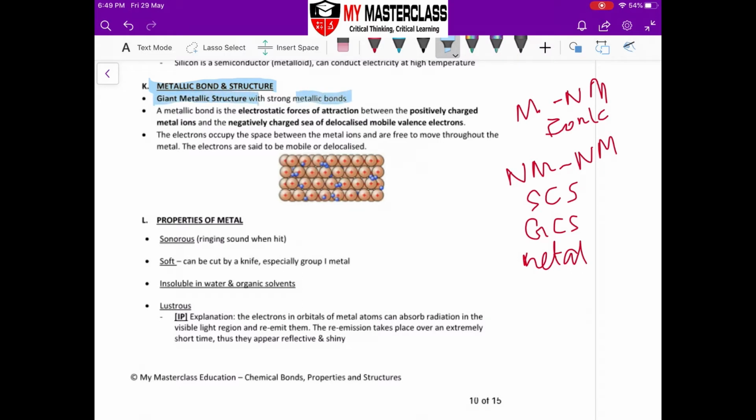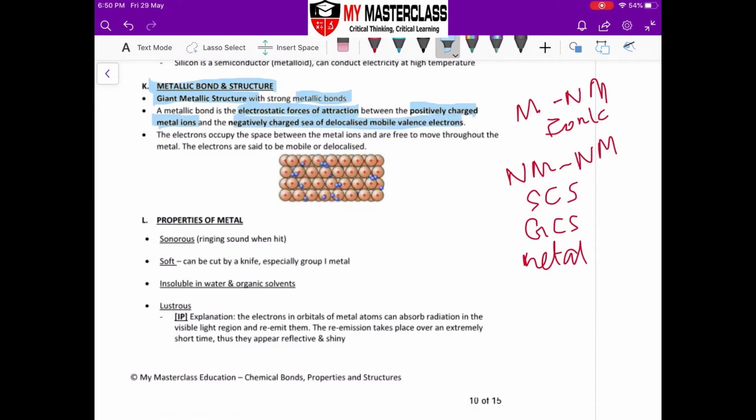So what exactly is this metallic bond? What is the attraction that's holding the different aluminium atoms or cations together? This metallic bond is the electrostatic force of attraction, meaning a positive and negative attraction. This ESFOA is between the positively charged metal cations. You should know by now all metals will lose electrons to form positive cations. So ESFOA is between the positively charged metal cations and the negatively charged sea of delocalized mobile valence electrons.